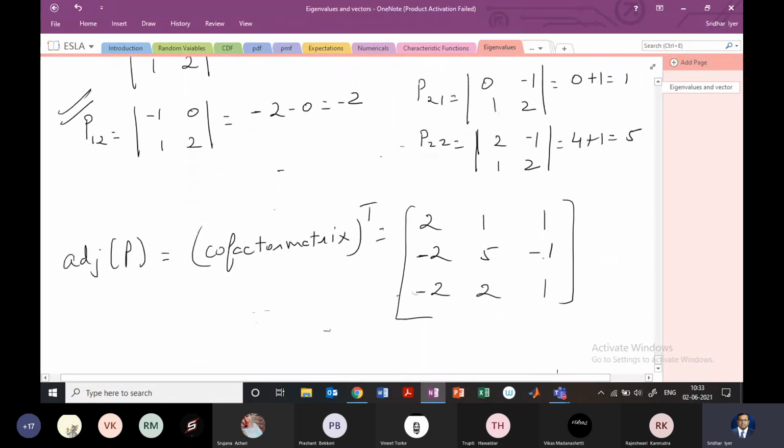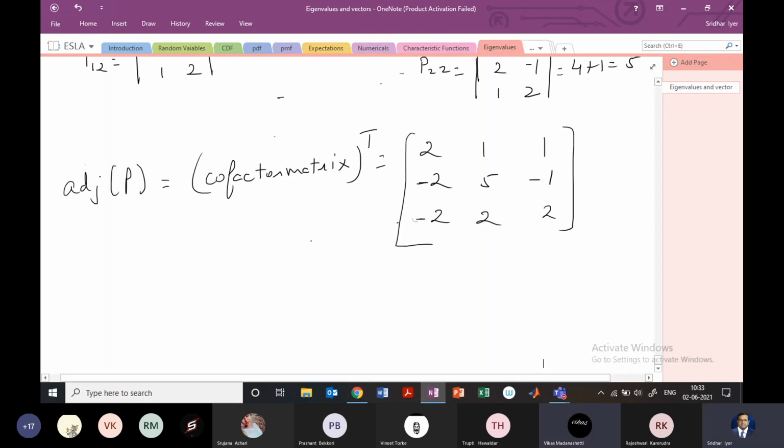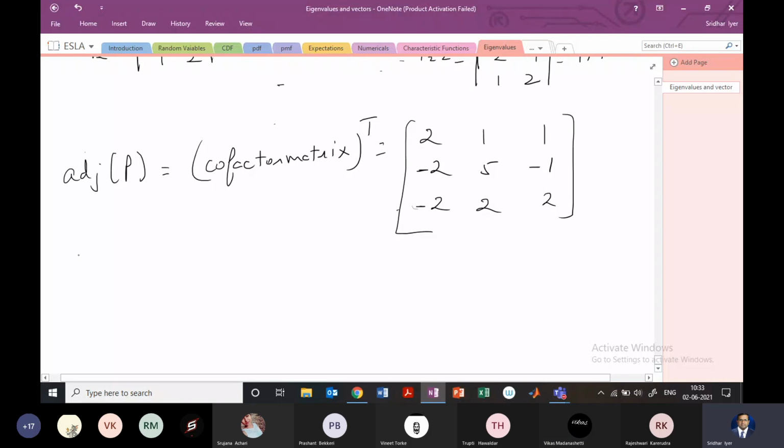Okay, this value here is minus 2 2 and 2. Are you getting that as the transpose? Anyone? Yes, sir. Okay, so we have found the adjoint of P. Any questions?